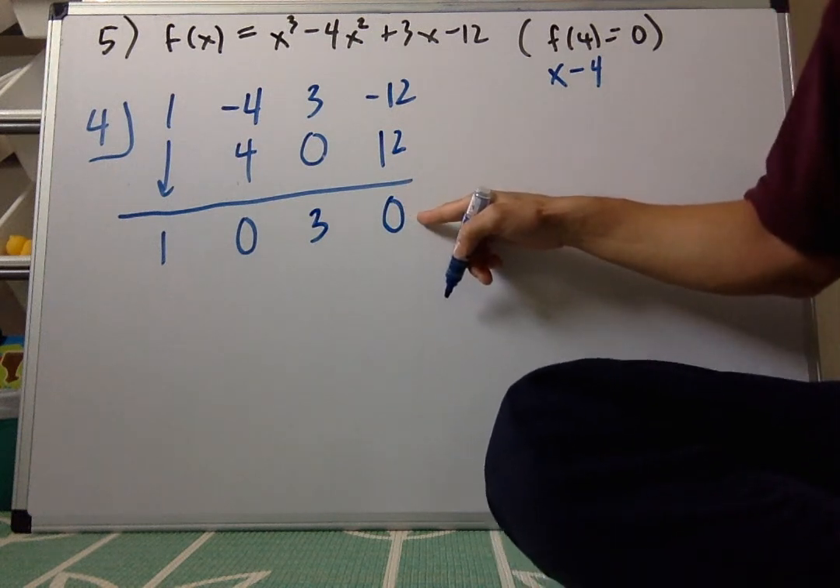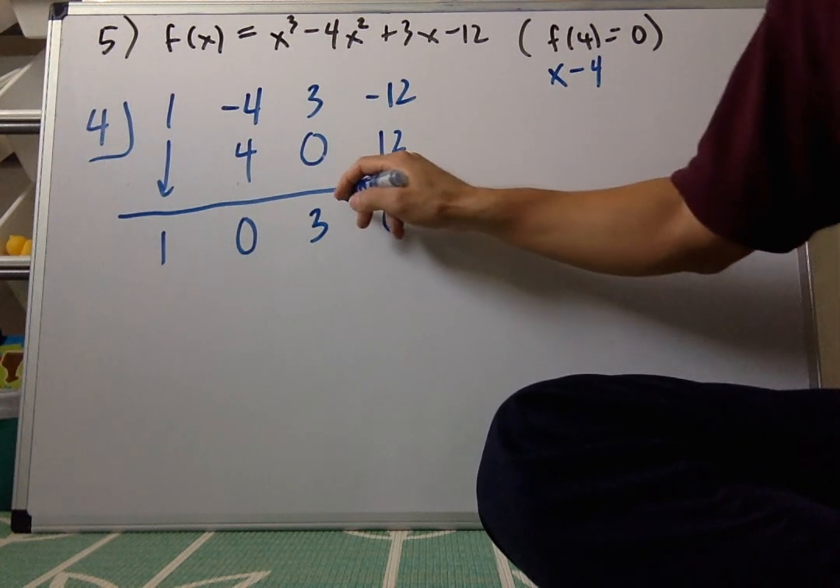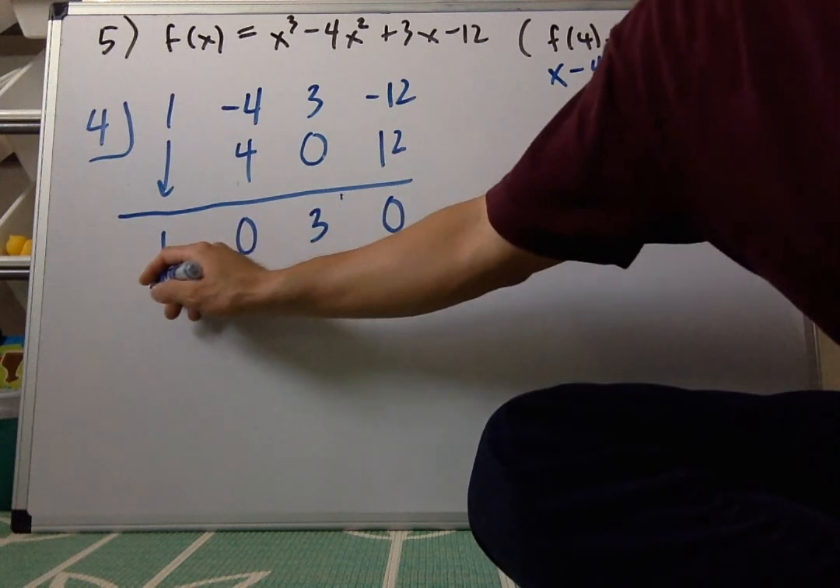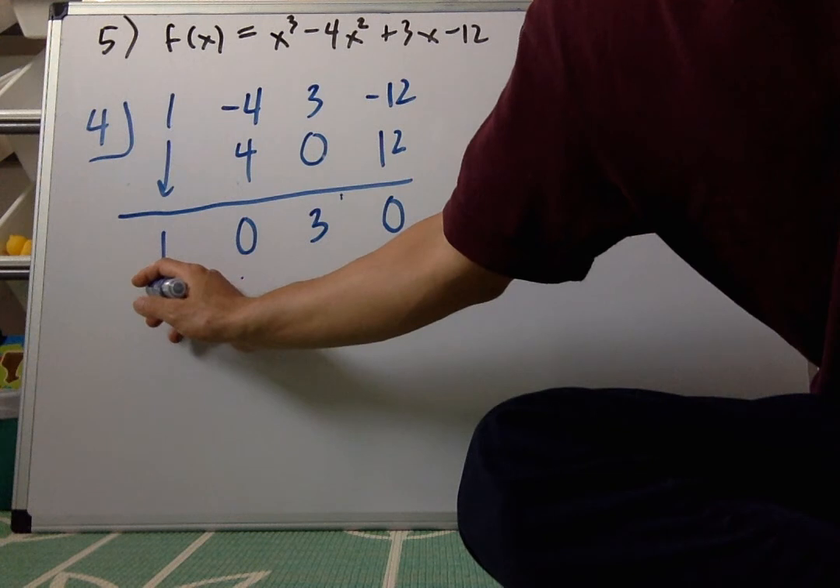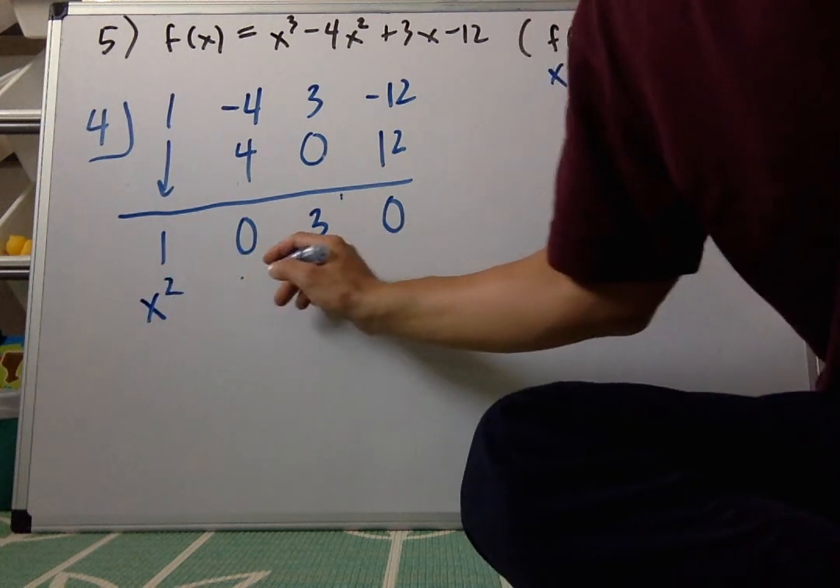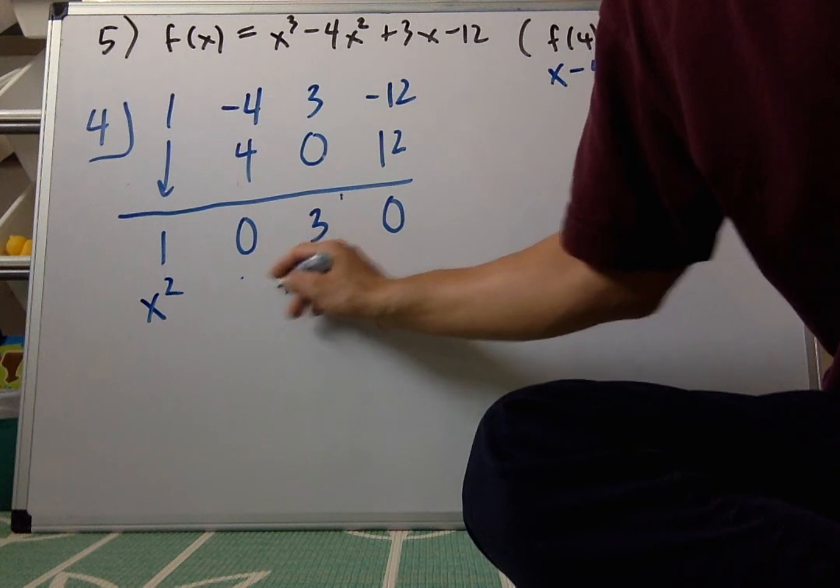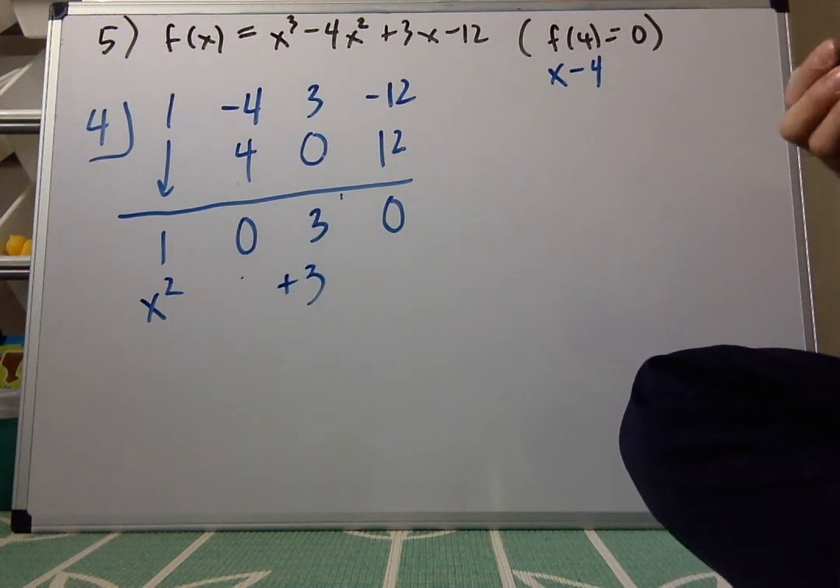So you see this 0 remaining? That means we actually divided perfectly. This is what we were expecting, right? This guy here is going to be the constant term, the x squared term. So that means after I divide, I should get x squared plus 0x plus 3. X squared plus 3, that's the result.